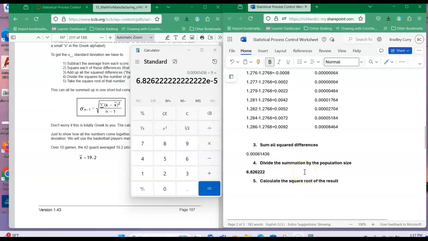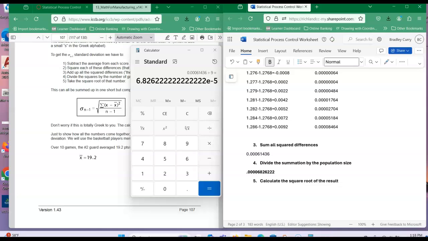All right, so as a reminder, if we've got 6.826222 repeating times 10 to the minus 5th, let's write this down here. That really means we're going to move that decimal place over. So let's take that. We're going to go 5 places to the left here. So that's going to be 1, 2, 3, 4, and 5. And we'll place the decimal place there. So we're moving that over.